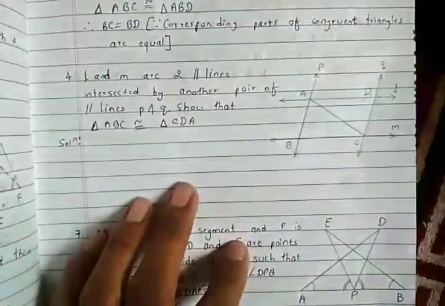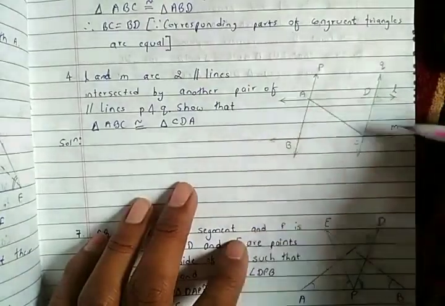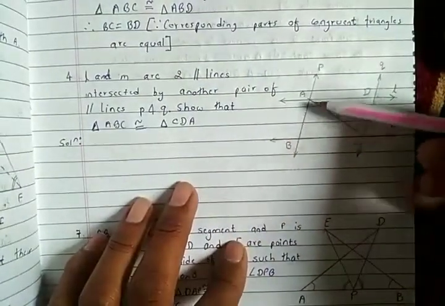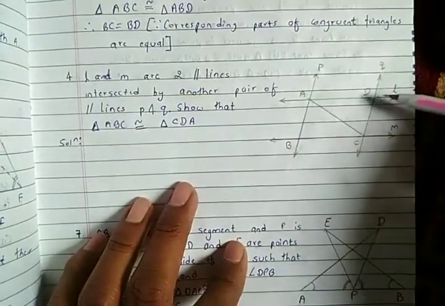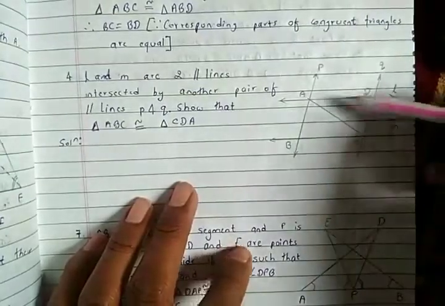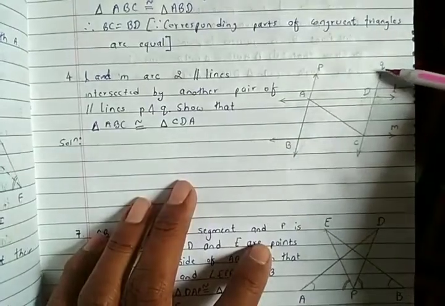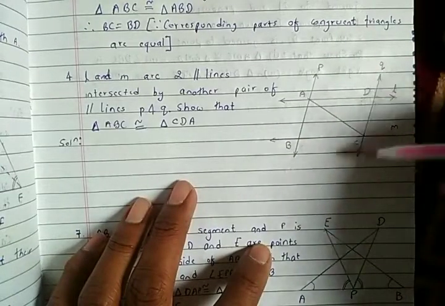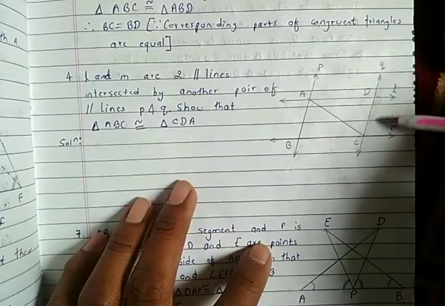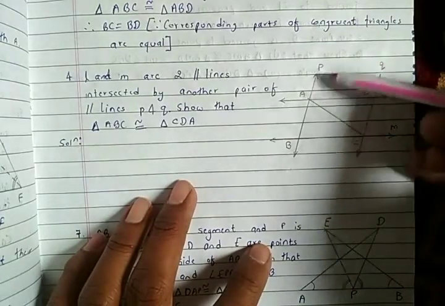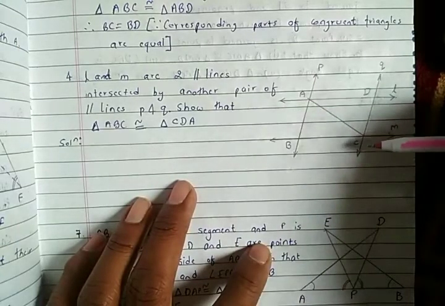What does it say? L and M are two parallel lines and they are intersected by another pair of parallel lines, namely P and Q, right? P is intersecting line L at A and P is intersecting line M at B. Same way Q is parallel to line P and it is intersecting line L at D and it is intersecting line M at C, right? P, Q are parallel and L and M are parallel, right?